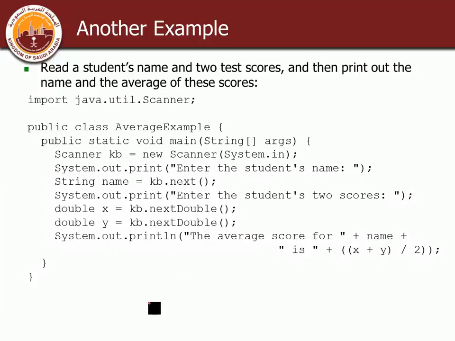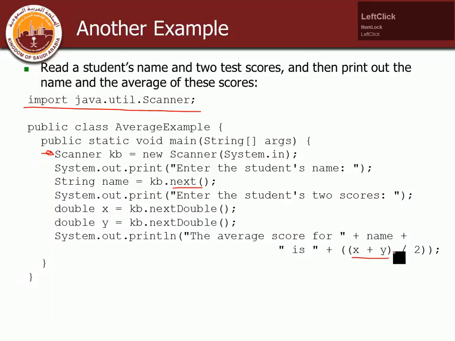What about this thing over here? This code is importing the scanner, declaring this KB to be able to read from the keyboard, and then we print enter the student's name, and then we get the name of the student with next, and then we display enter the student's 2 scores. So the student has 2 scores, X and Y, as doubles, and then we display the average score for the name is, and then you see the result of this calculation, X plus Y between parentheses, the result of this divided by 2, and the result is going to be added to this thing over here.